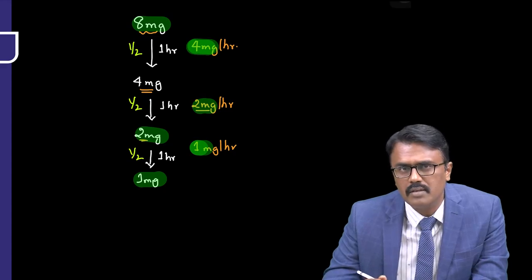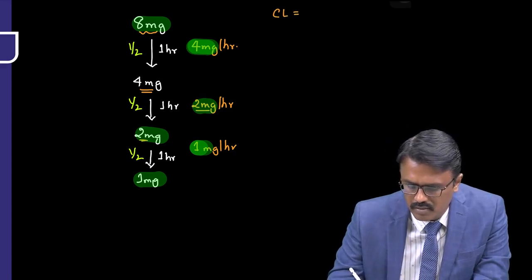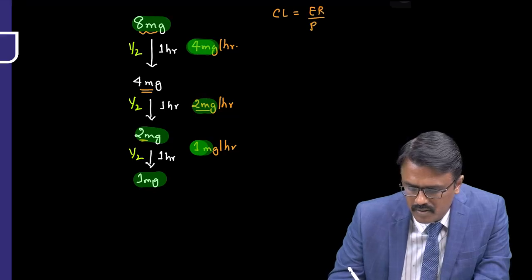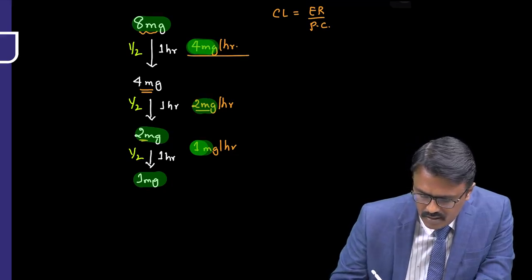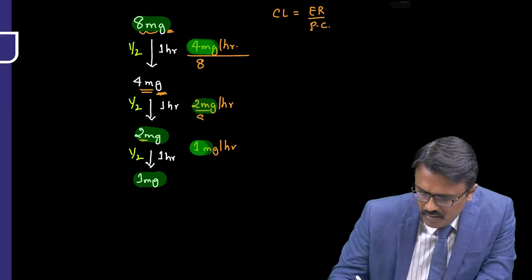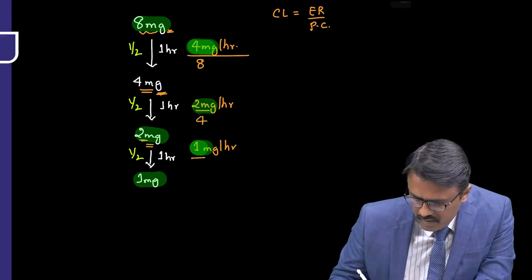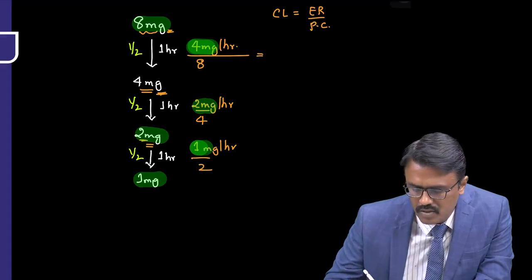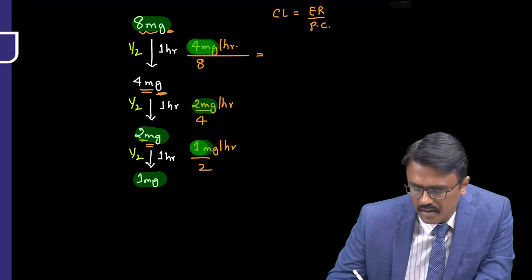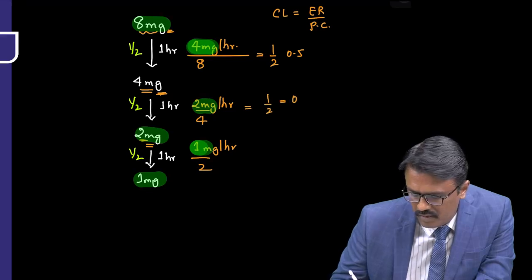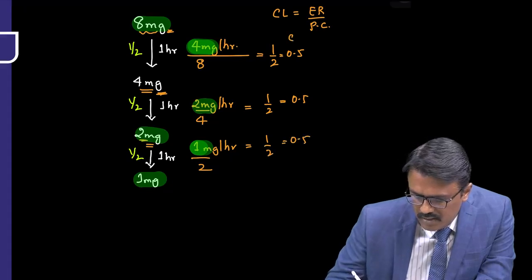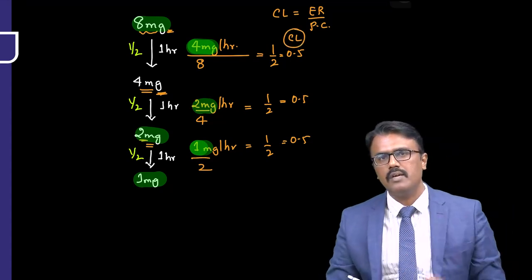The next important thing is clearance. So what do you mean by clearance? We have told the formula. Clearance is equal to elimination rate divided by plasma concentration. So already we have elimination rate. For that you add the plasma concentration. Here for this example it is 8. For the next example you have to divide it by 4. For the next example you have to divide it by 2. So what is the clearance now? 4 by 8 is half, that is around 0.5. Then again half, it's around 0.5. Again it is half, that is 0.5. So clearance in every example is same. So clearance remains same in first order kinetics.